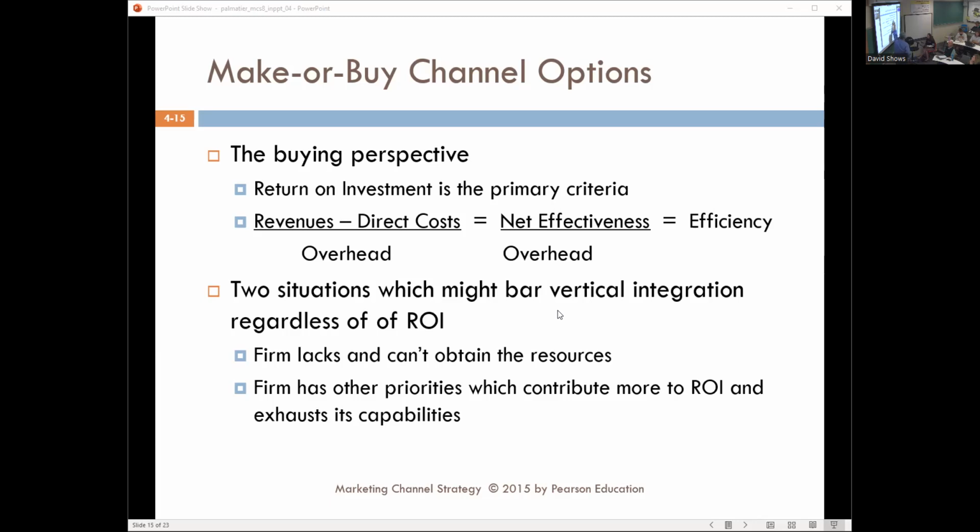You either want to increase your revenues. You want to lower your direct cost. The direct costs are any costs associated in either the production or the delivery of a particular good. And when you subtract the cost from the revenues, this is what's known as the net effectiveness. How well did you do? If I spent $1,000 and I made $2,000, it means that I'm $1,000 in the black.